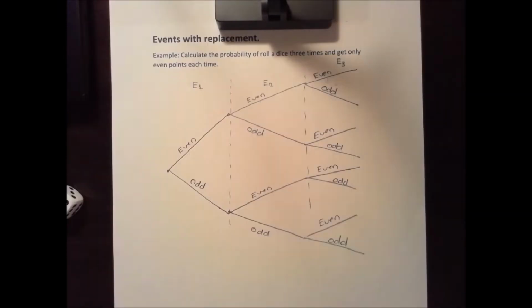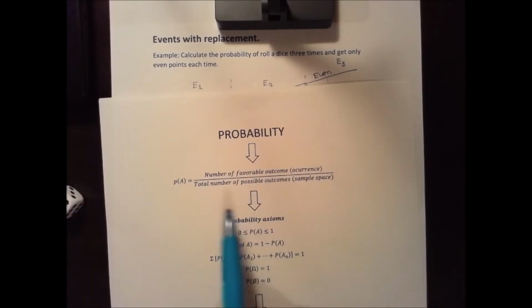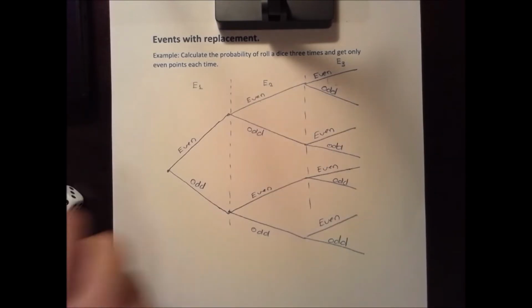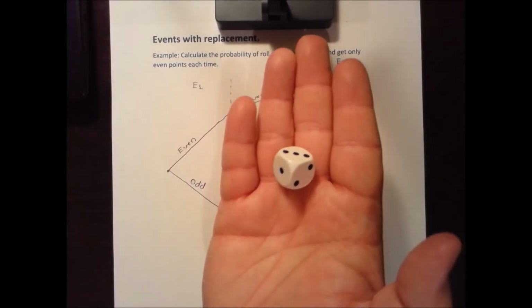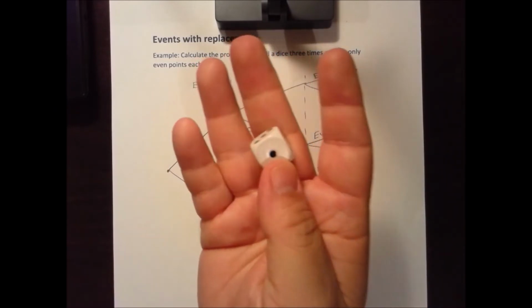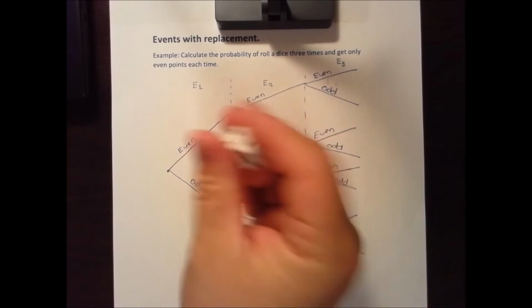Alright? The next thing that I need to do after making the tree diagram is to write the probabilities. Remember, probability, as I showed you in an easy way, is the number of favorable outcomes over the total number of possible outcomes. Check the first event. How many even numbers can I get the first time that I throw the die?